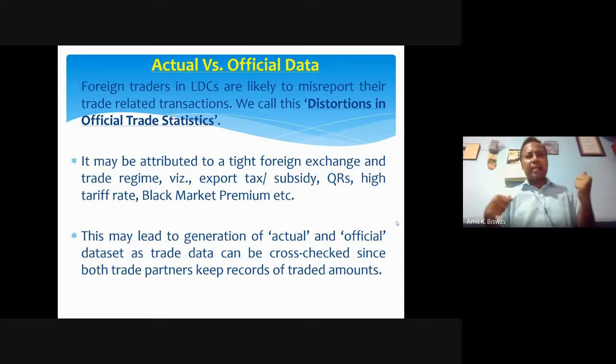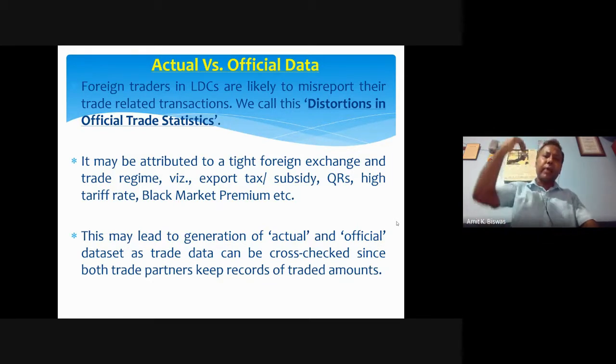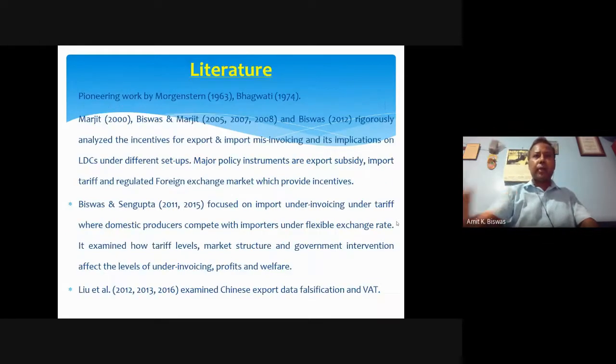And as this class has rightly said, it could be export tax or subsidy, it could be quantitative restriction, high tariff rate, black market premium, and so on. And this might generate this distortion, which could be brought to justice by cross-checking Tanusri's reported value vis-a-vis Tanusri's partner's reported value, Himadrija's reported value vis-a-vis Himadrija's partner's reported value.